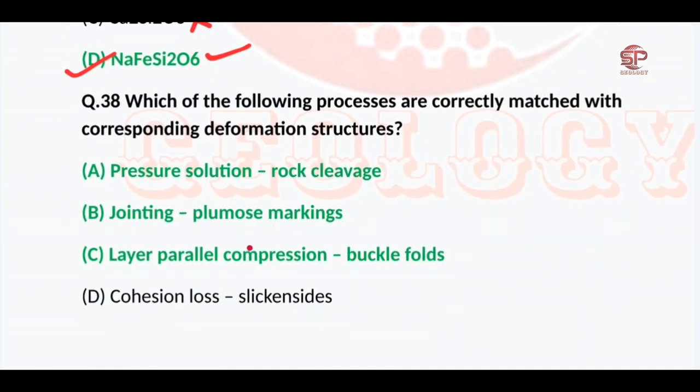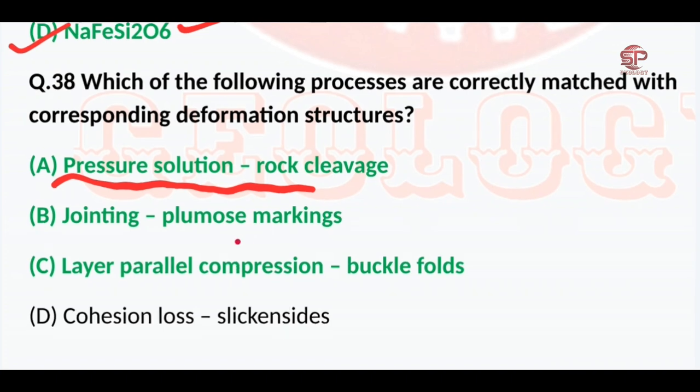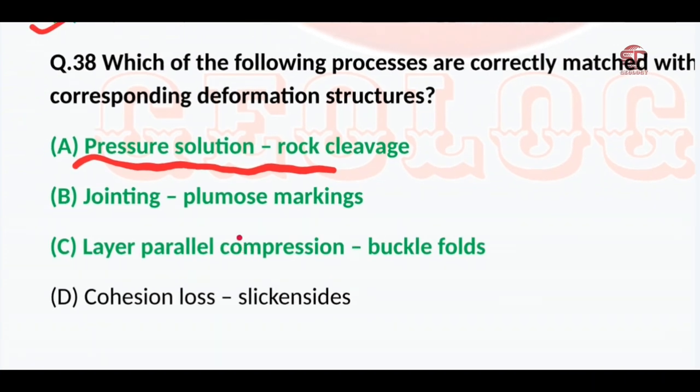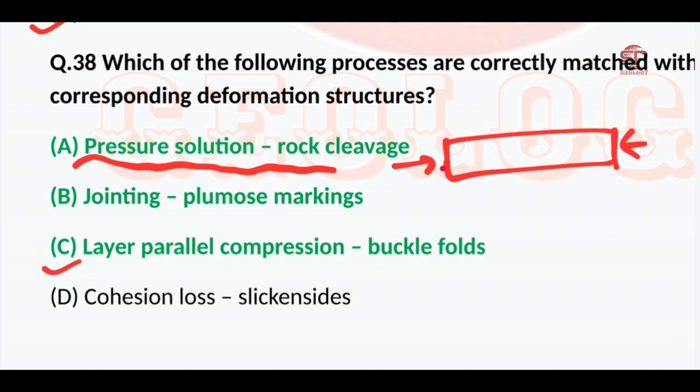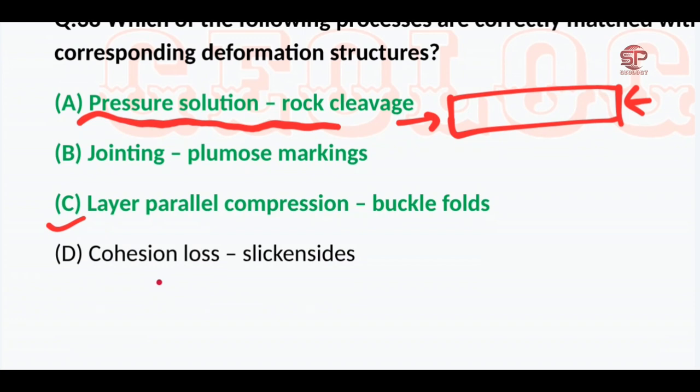Which of the following processes are correctly matched with the corresponding deformed structure? The pressure solution, it is a rock cleavage, where you will find stylolitic type or anastomosing type in disjunctive cleavage in foliation. Jointing produces plumose marking on the jointing surface due to formation of joint. Then layer parallel compression is called a buckle fold. If you compress the bed along the layer under certain conditions, it will produce buckle. Cohesion loss will not produce slickenside. Fracturing with movement will produce slickenside. Only cohesion loss will not, so it will be incorrect. So A, B and C.